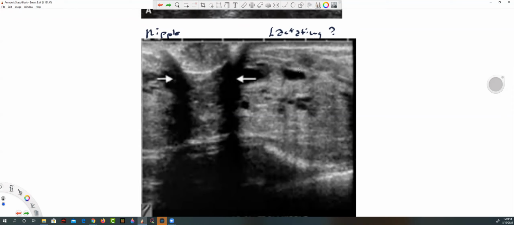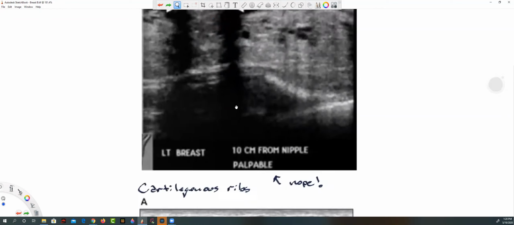I said lactating with a question mark because we do have some obvious ducts that we could see here, but not a lot, not a ton. So I'm not so sure. Sometimes on younger women, there's just fluid there. It doesn't mean that they're lactating. It's just the ducts are filled with some fluid.